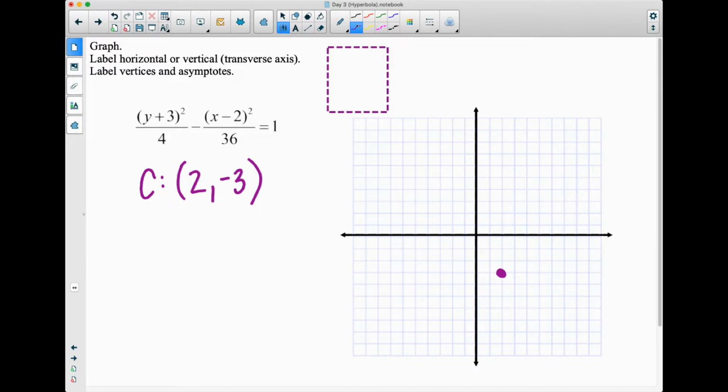Underneath X is 36. So how much do we go left and right? 6. Oh, these were easy. I remember these now.